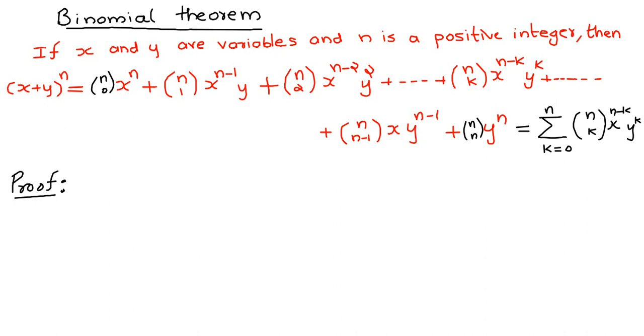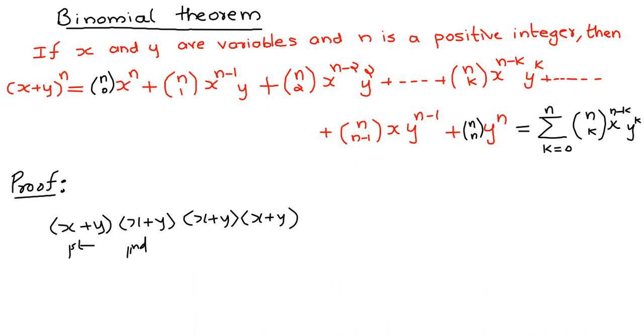Here, how to find this? What is x plus y, x plus y and x plus y 4 times. That is first factor, second factor, third factor, fourth factor. How to find the coefficient here?